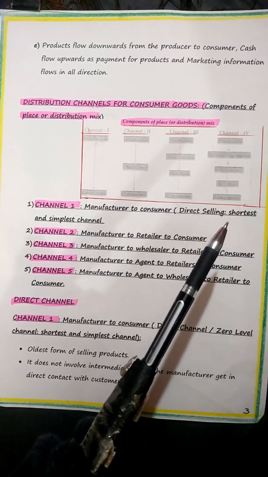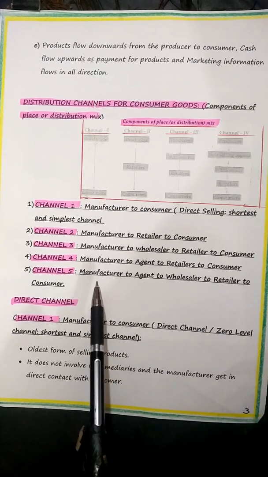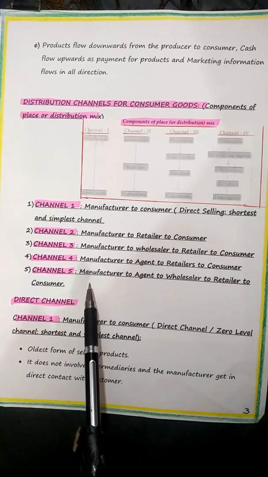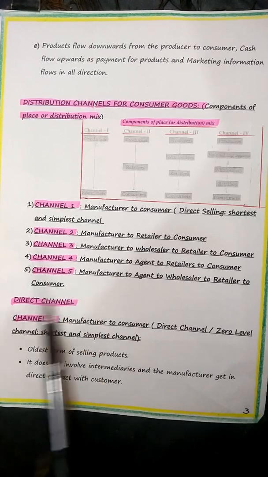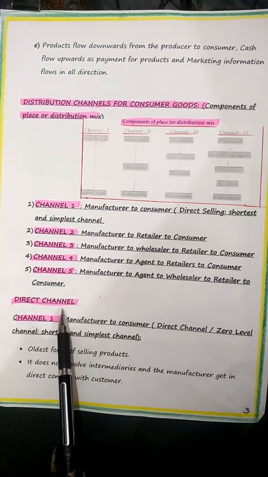We'll take up the first one. Children, please add a note here. Even social media is also a marketing channel nowadays. Please make it. You can write this in your exams. Even social media is a marketing channel. First channel, direct channel. The oldest form of selling products is direct channel.